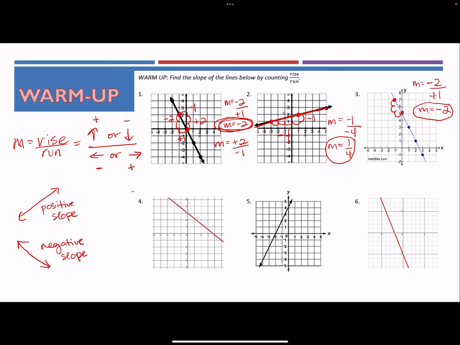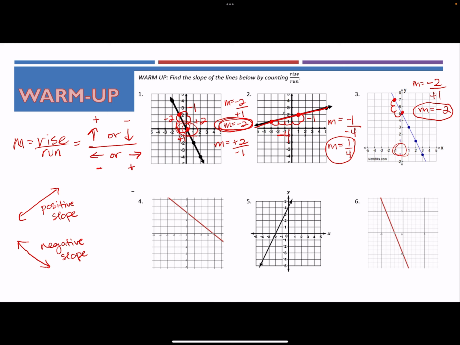You're going to notice that the slope in number 1 and number 3 are the same. In other words, the steepness of the lines are the same, but they're not the same lines. They don't go through all the same exact points. For example, this one goes through the point 0, 0, the origin. This does not. So they're two different lines. They just have the same slope, and that can happen.